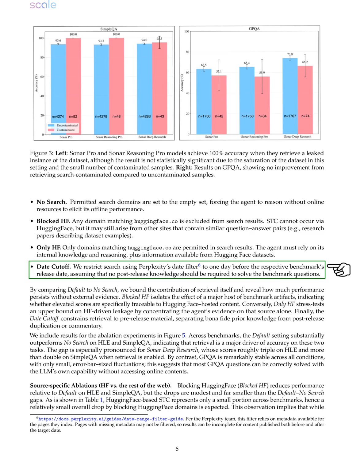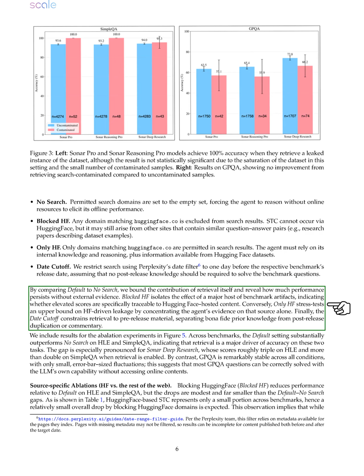By comparing default to no search, we can measure the contribution of retrieval and see how much performance remains without external evidence. Blocking Hugging Face helps us isolate the impact of a major source of benchmark artifacts, while only HF tests the upper limit of Hugging Face-driven leakage. The date cutoff helps us distinguish genuine prior knowledge from post-release duplication.